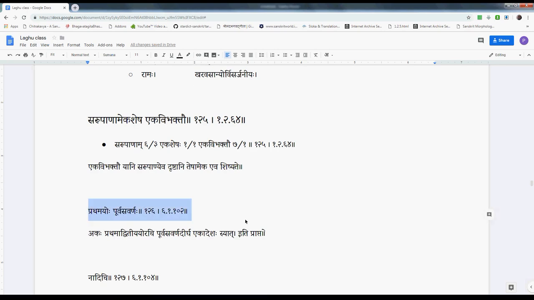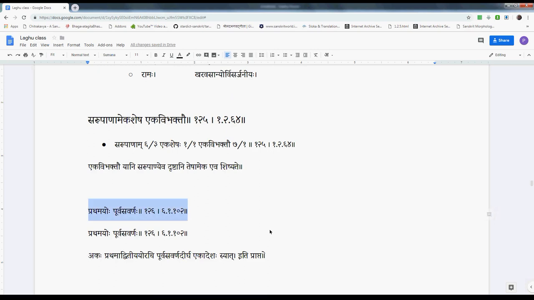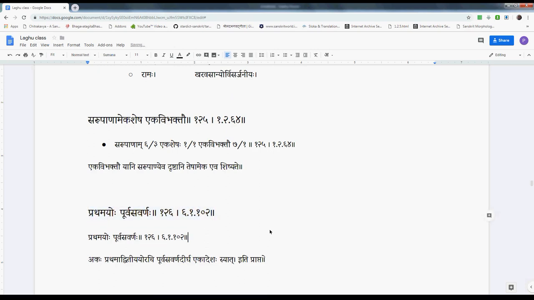Now what happens is that here Prathamayo Purva Savarnaha tells you what it says. Purva Savarna is the adesha. Here earlier Ekashesha is the Adesha. Here, Purva Savarna is the Adesha. For what? In which case are you talking about Purva Savarna as an Adesha? Prathamayoho, Shashti Dvivachana.